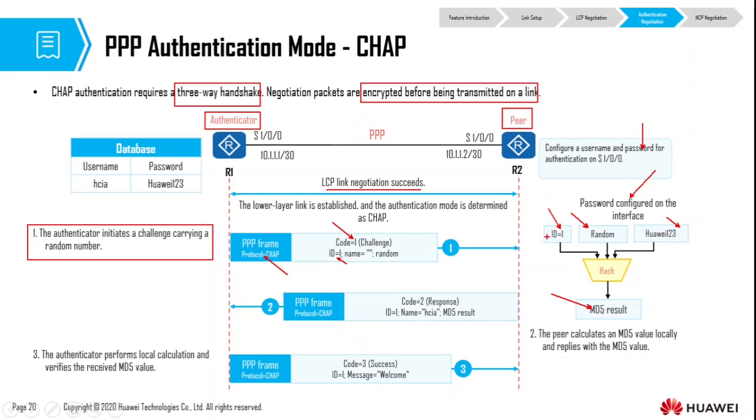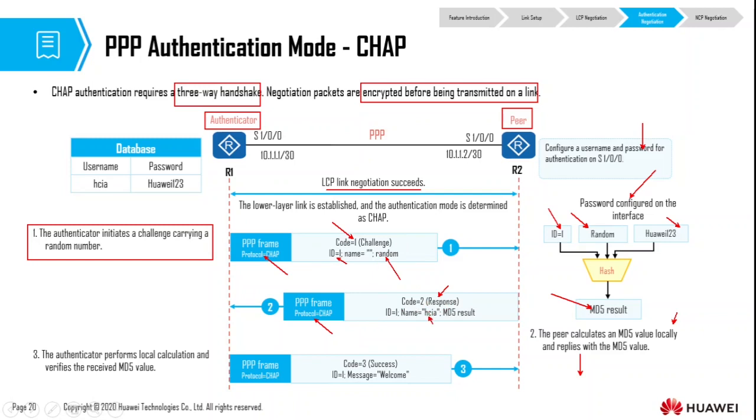So it combines all these three values and encrypts them. Then the peer calculates an MD5 value locally and replies with the MD5 value. So here again we are sending a PPP frame with the protocol field value being CHAP, and we are sending a response. Code 2 is response, code 1 is challenge, and this is the random number actually. Okay, so we send it.